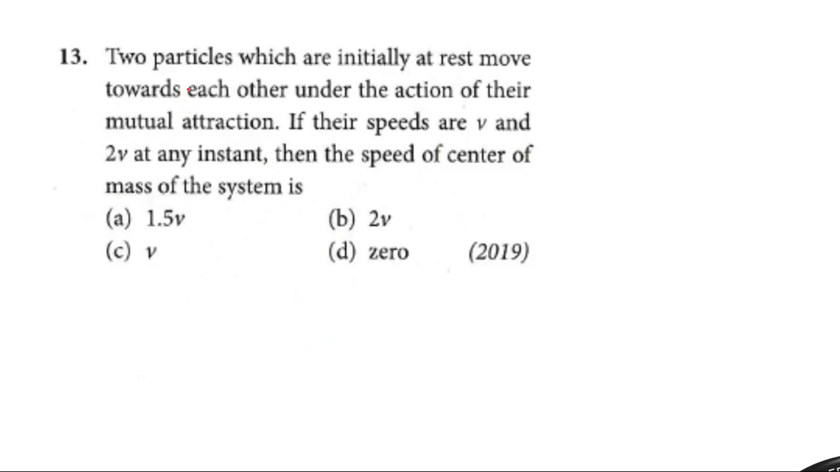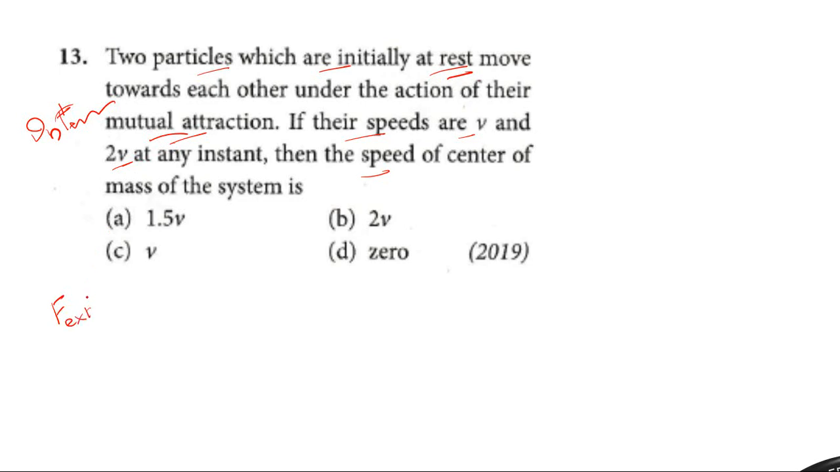There is one more. Two particles which are initially at rest move towards each other under the action of their mutual attraction. Mutual attraction is the key word here. If their speeds are v and 2v at any instant, then what is the speed of the center of mass of the system? Mutual attraction means these are internal forces. There is no external force.